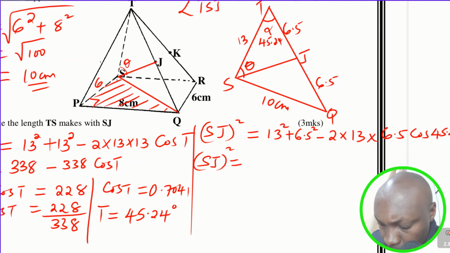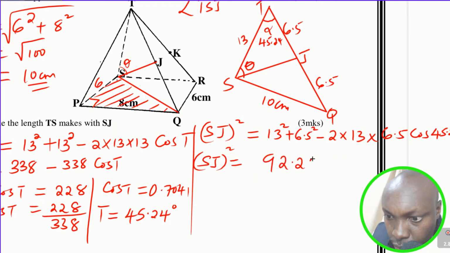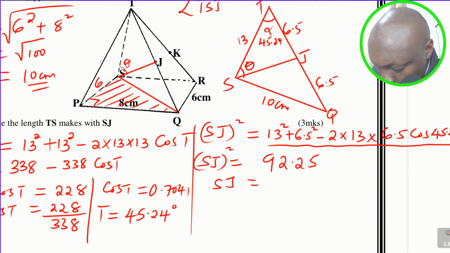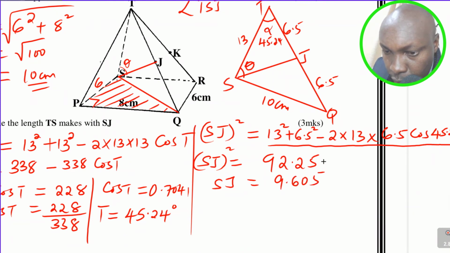Feeding everything into the calculator, you will get 92.25. So everything here, you feed in the calculator: 13 squared plus 6.5 squared minus 2 multiplied by 13 multiplied by 6.5 cosine of 45.24 gives that. So to get SJ, you get the square root of 92.25, and that will give 9.605.